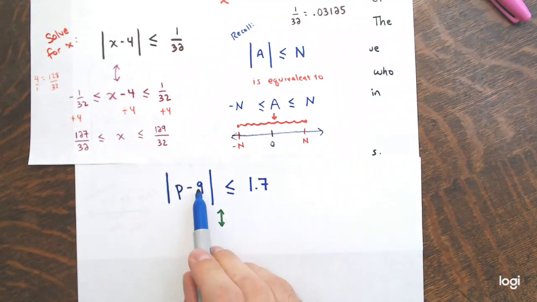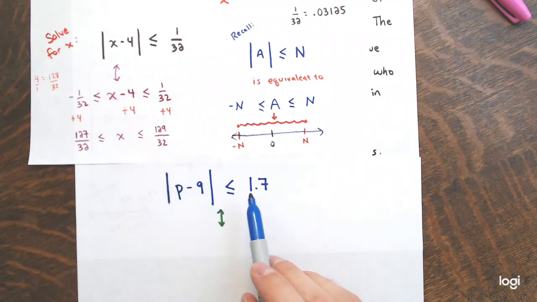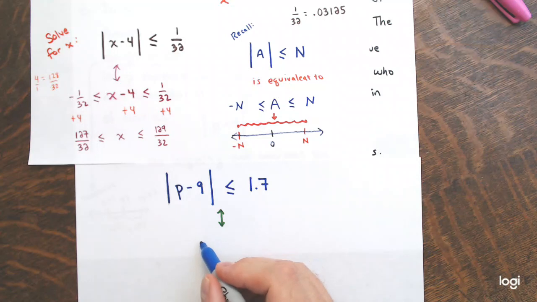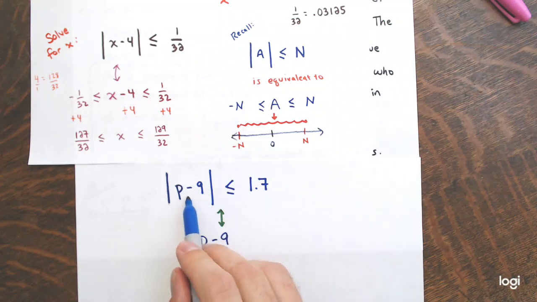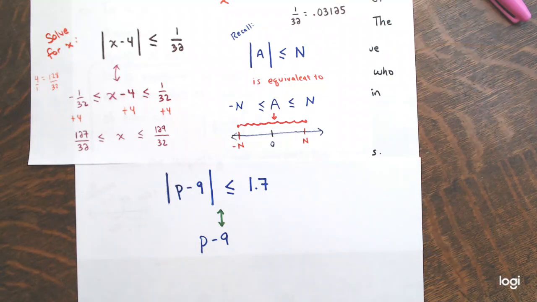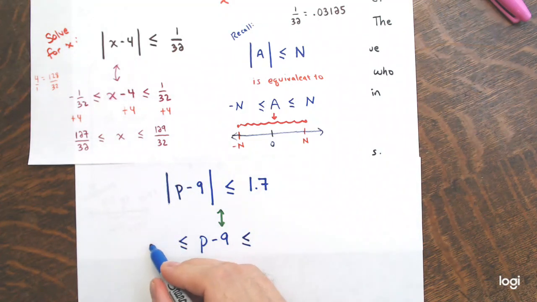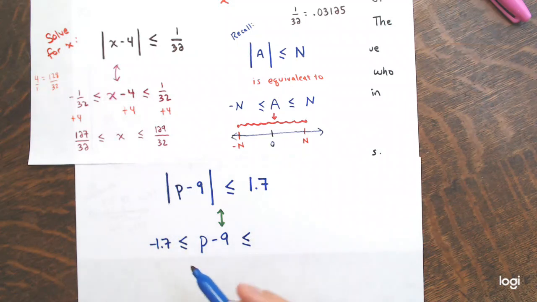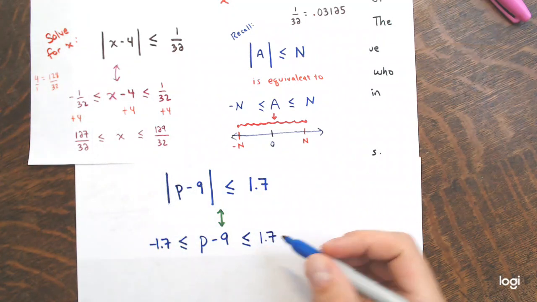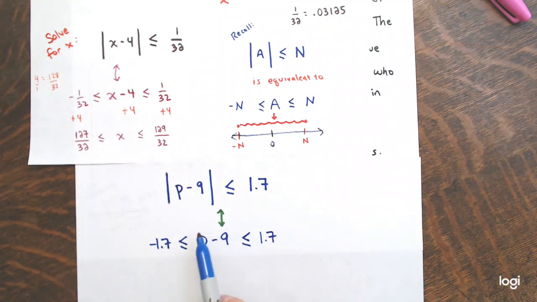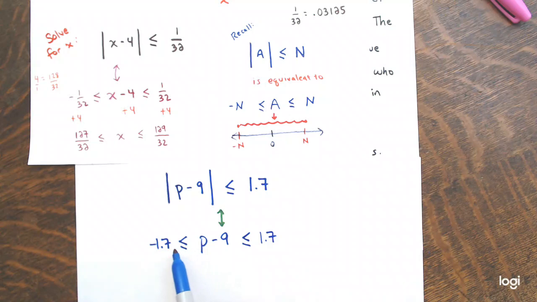So to say that the absolute value of P minus 9 is less than or equal to 1.7 means that P minus 9, the number inside the absolute value symbol, has to be closer than 1.7 units to 0. That's what absolute value less than 1.7 means. So we have to be between negative 1.7, that's 1.7 units away from 0, and positive 1.7, that's also 1.7 units away from 0. So anything in between would have an absolute value less than 1.7. And also equal, we have the or equal to, so we can have an absolute value equal to 1.7.